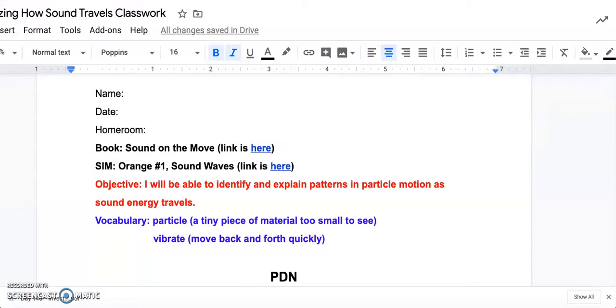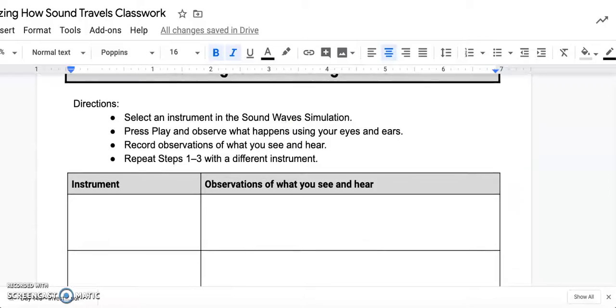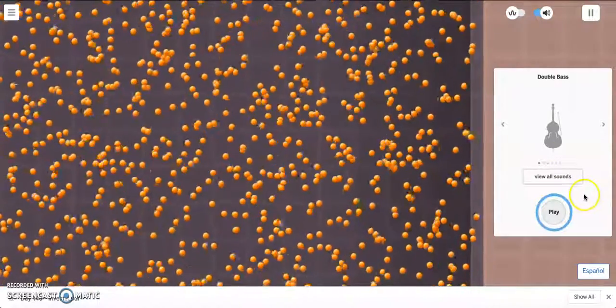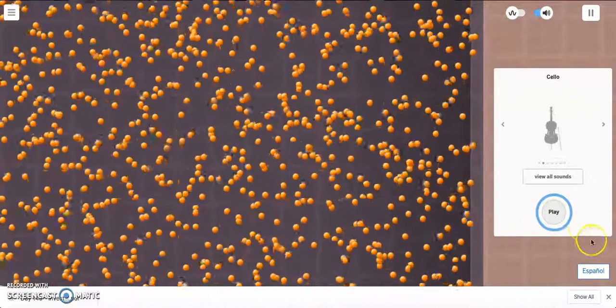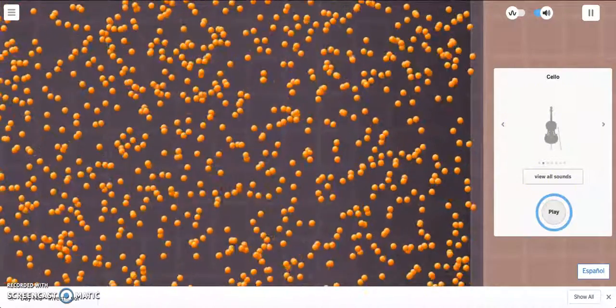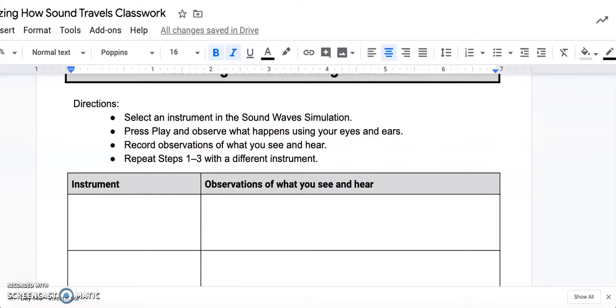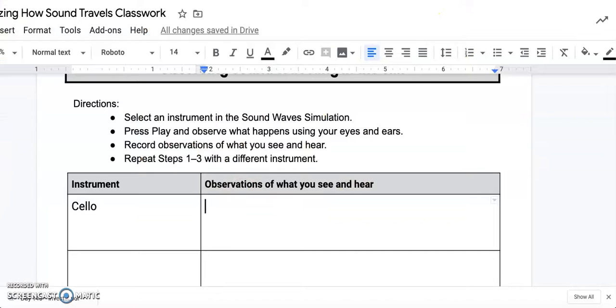For our class assignment, I want us to actually focus on the cello. So I am going to click on View All Sounds. I'm going to click on the cello here, and then I am going to observe the cello. Now, before I actually press play, I want to type in so I can remember what I'm focused on. I'm going to type my instrument in here, which is the cello, making sure I spelled it correctly because it is right there for me. And then I'm going to press play, but I have my paper and my pencil next to me so that I can jot down some notes.